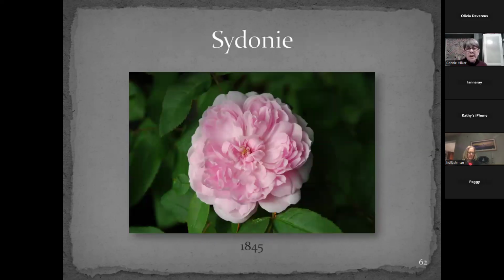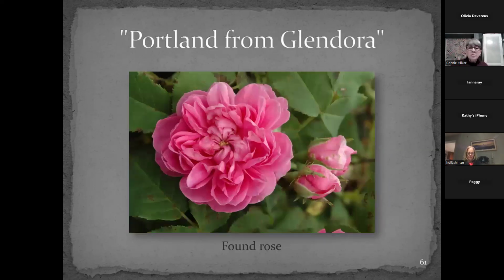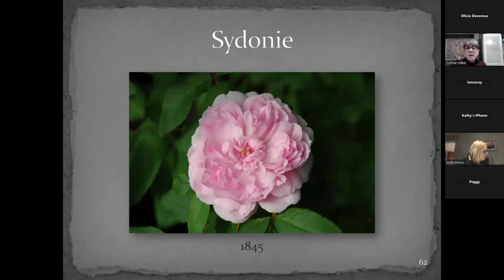Here we have Sidonia, almost exactly the same habit and the exact same flower form as Portland from Glendora. I have had a number of different conversations with other rose people thinking that possibly we know the provenance of Sidonia. We do not know the provenance of Portland from Glendora. It's a rose that's been found at old house sites and cemeteries fairly often, especially in the West. And there's speculation that they may be sister seedlings from the same hybridizer because they are just so similar. I grow them both and I love them both.